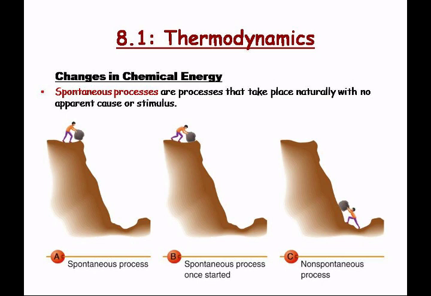So let's talk about spontaneous processes, and we'll talk about them in relation to chemical reactions. This is a pretty good simple diagram that indicates what kind of reactions you might see. This is a macromolecular process that resembles what reactions look like. Spontaneous processes are processes that take place naturally with no apparent cause or stimulus. So you can imagine this being a spontaneous process. Maybe the man doesn't even have to be there. The rock would just fall off, roll down.